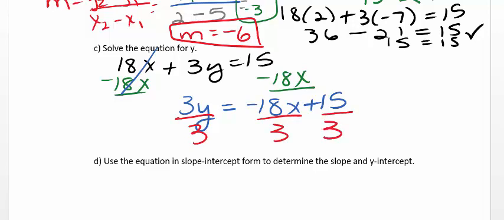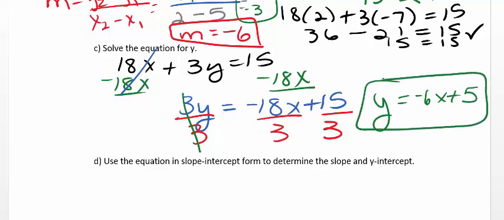So I get y all alone. These 3's divide out, and I get y equal to negative 18 divided by 3, which is negative 6x, and then 15 divided by 3 is 5. So right here I have the equation y equals negative 6x plus 5. I've solved it for y, and it's now also in slope-intercept form.